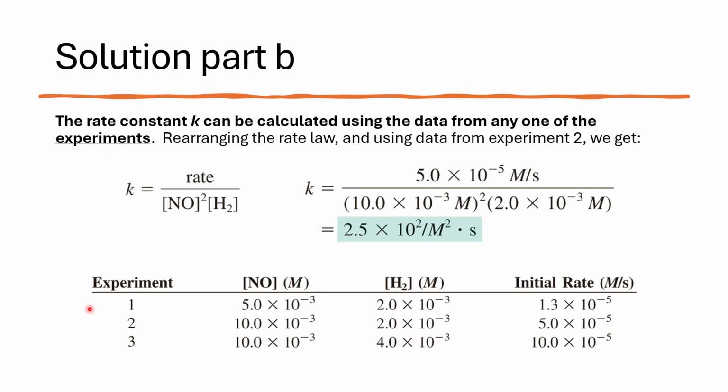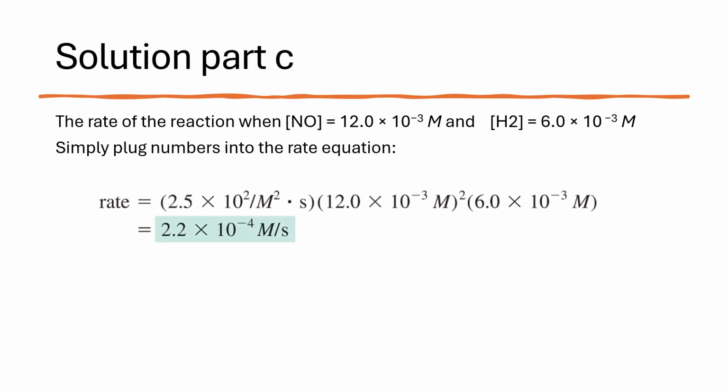You could, if you wanted to prove to yourself that you get an almost identical number using any of the other experiments, namely 1 and 3, you could try it, and you should get, if not precisely the same number, something very close. Finally, we now have a fully developed rate law. This means we could use any concentrations and plug them in and find out what the rate will be. And that's exactly what we're going to do.